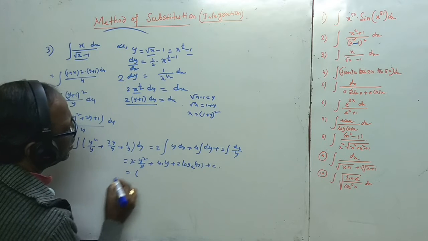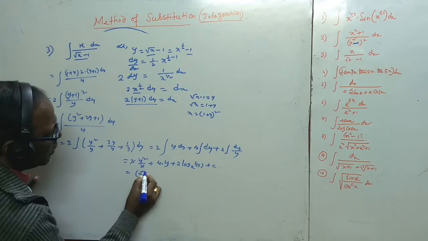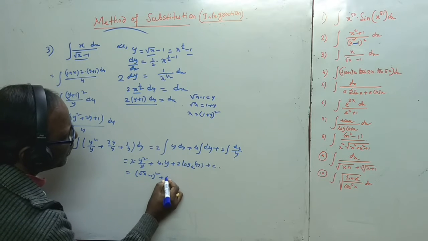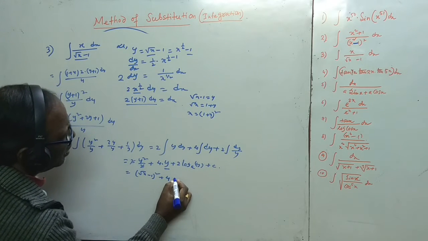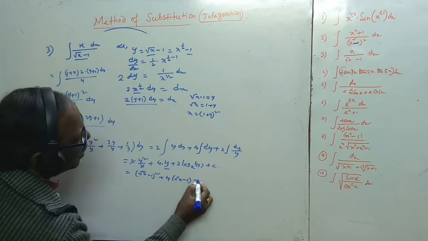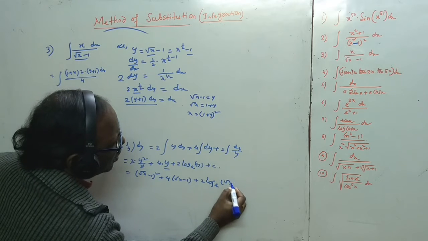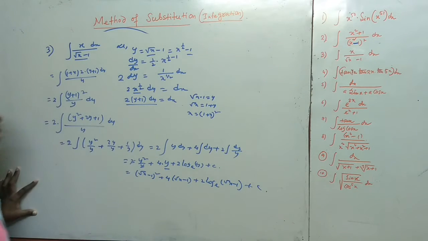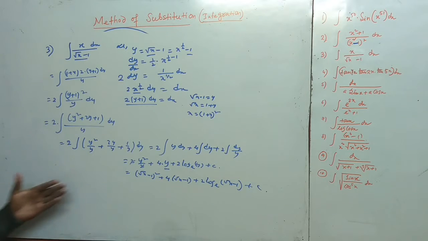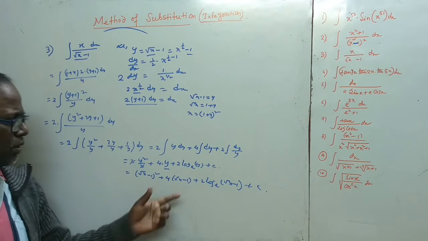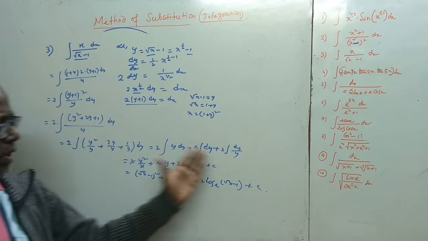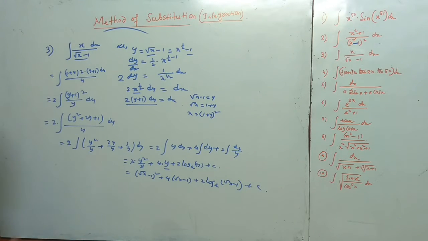Two are cancelled, and y means that is root x minus 1 whole square. 4y means that is root x minus 1, 2 log to the base e. y means root x minus 1 plus c. Okay, this formation is not your answer. You should simplify also. If we get here a constant, that constant should be added to the integration constant, and let us assume a new constant c1.